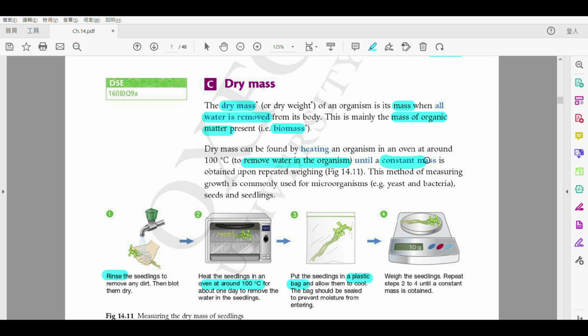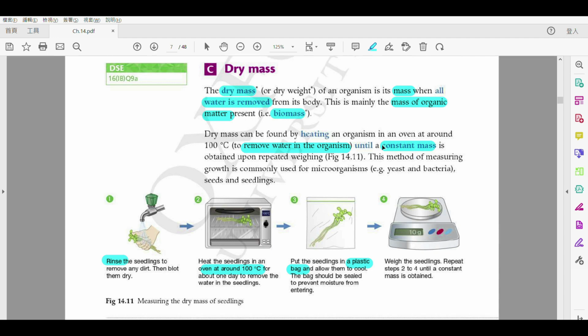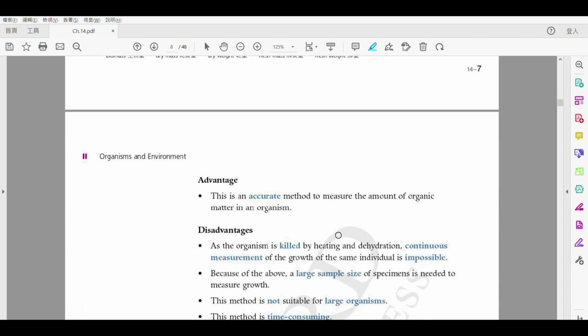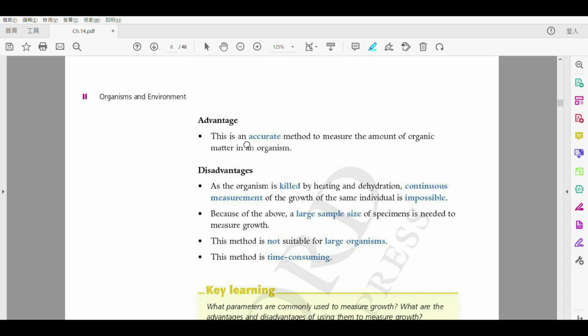Until you get a constant mass. Constant, that means it is the same. Okay, you reach a constant mass. Alright, so as you can see, this method is commonly used for microorganisms. So they are very small in size. Seeds and seedlings, also quite small in size. Okay, so next part, also the last part, we're going to talk about the advantages and disadvantages.